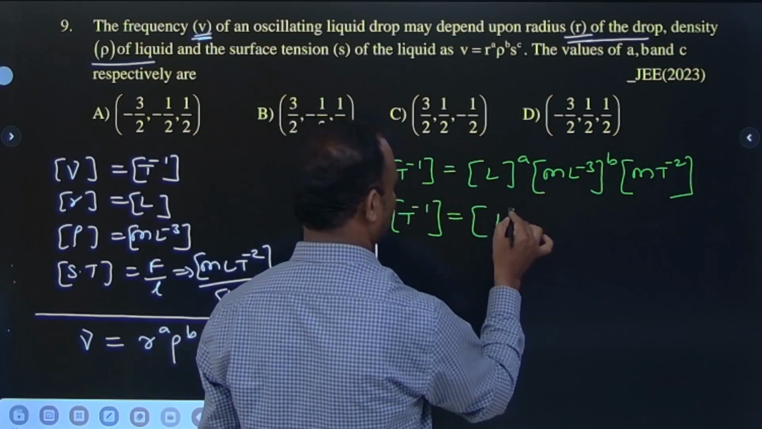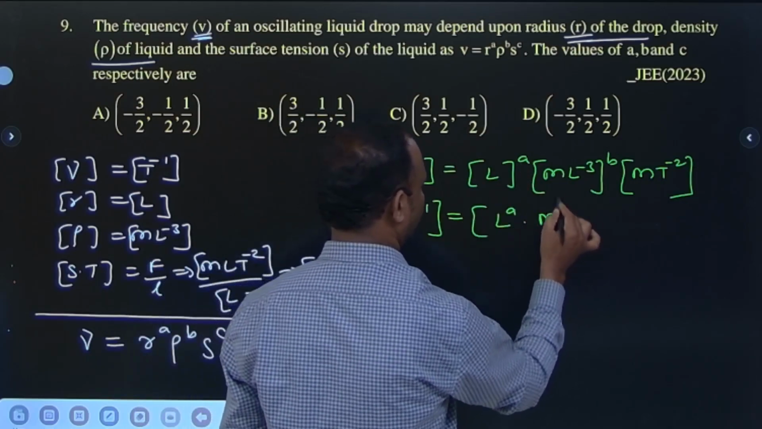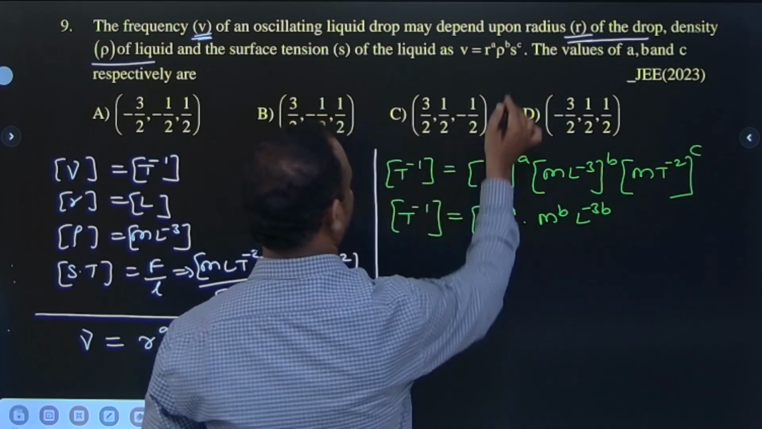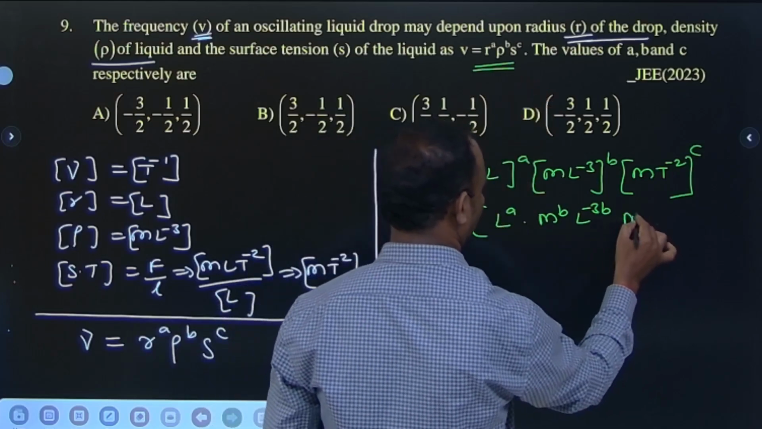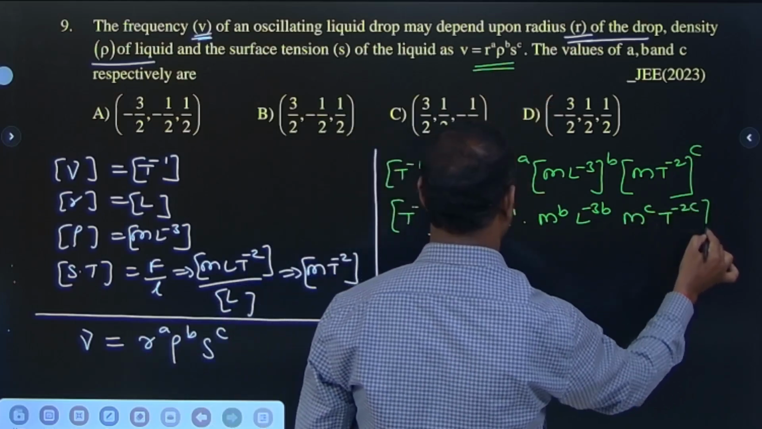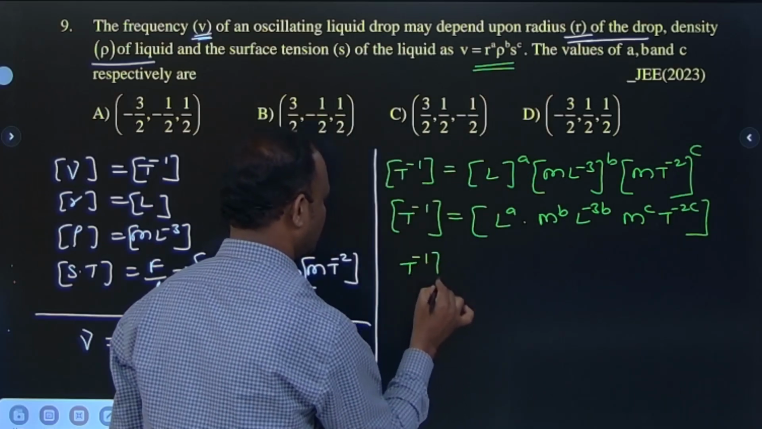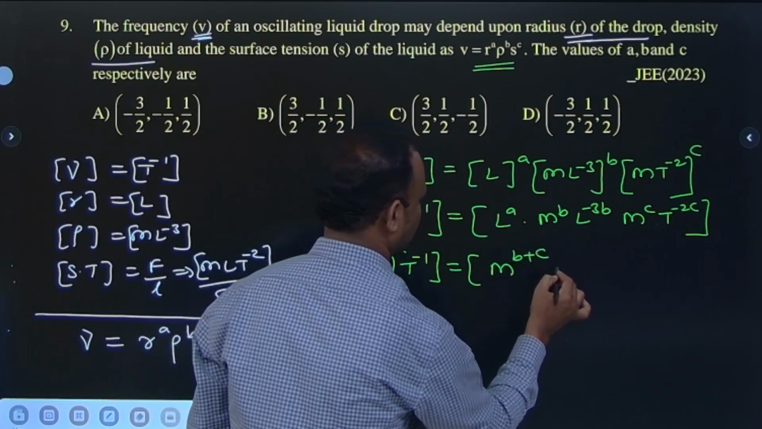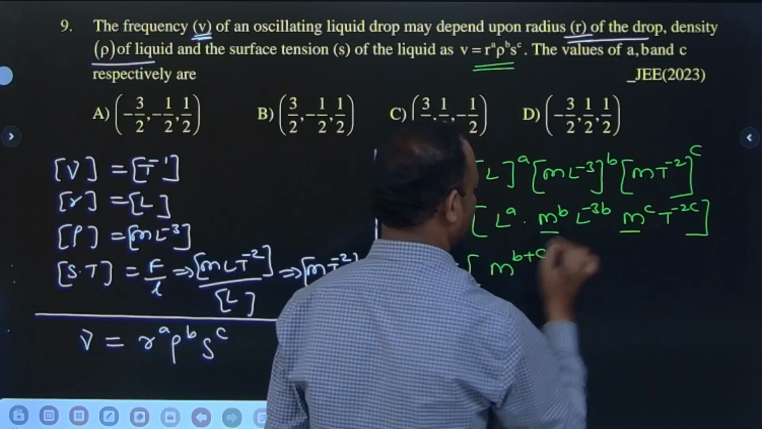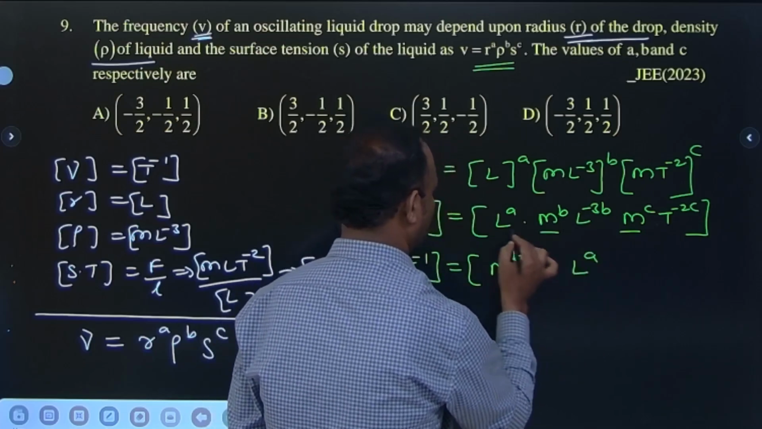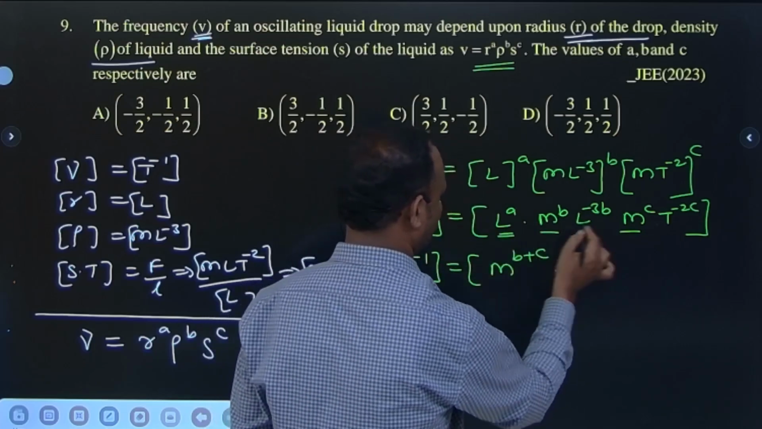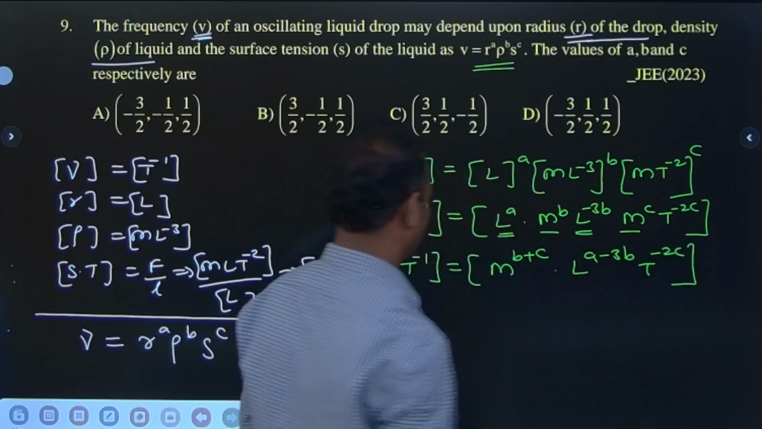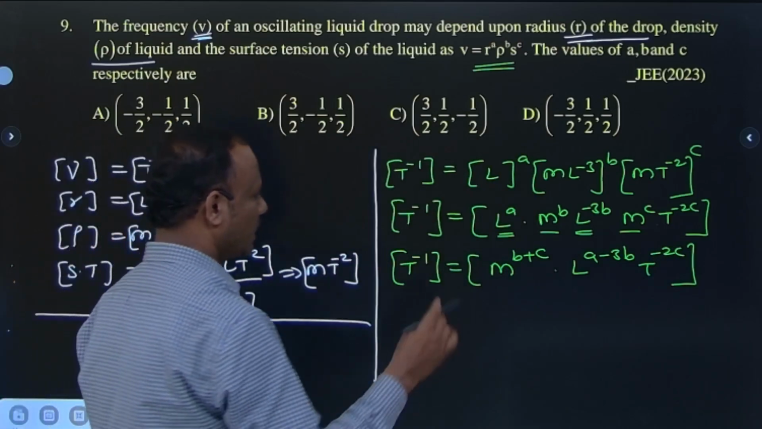So now we can write T minus 1 is equal to L to the power of A, M to the power of B, L power minus 3B, and M to the power of C, T power minus 2C. So T minus 1 is equal to M to the power of B plus C, L to the power of A minus 3B, T power minus 2C.